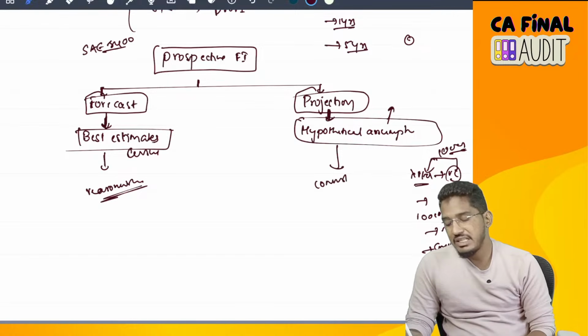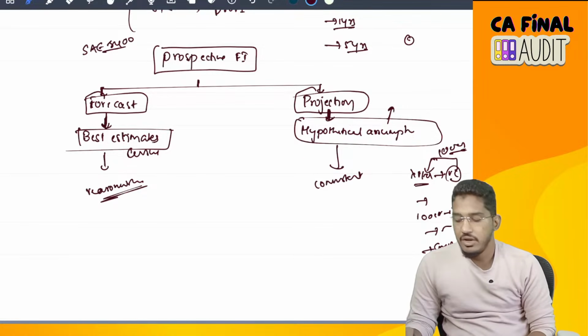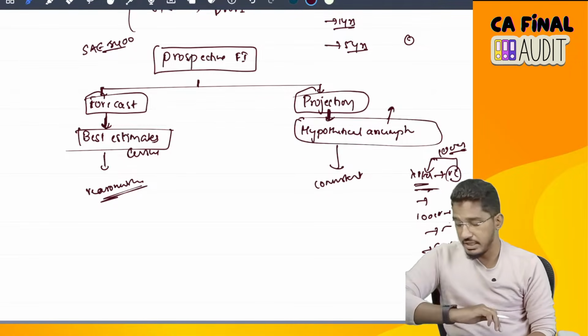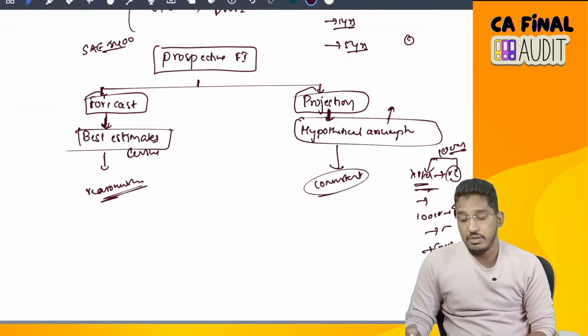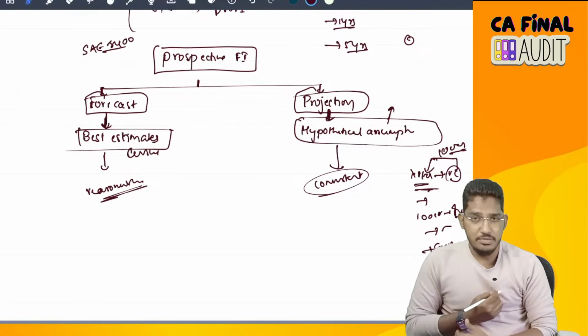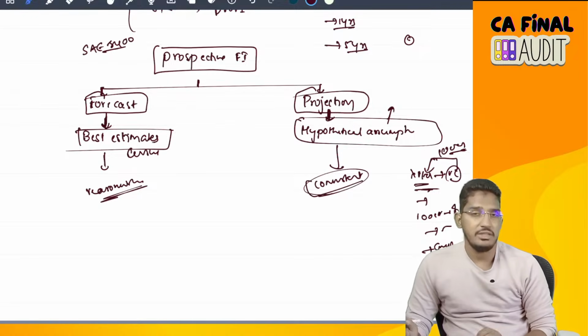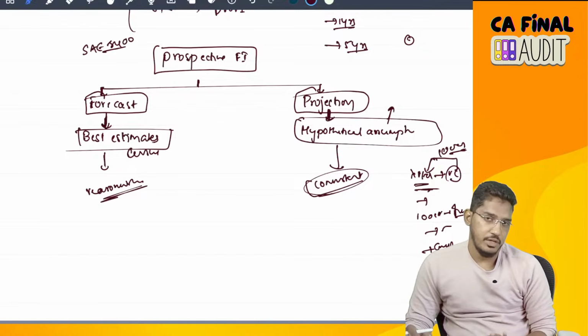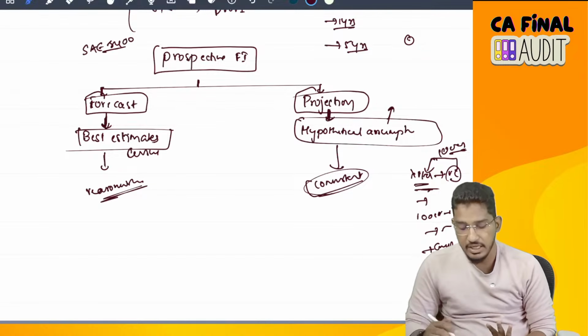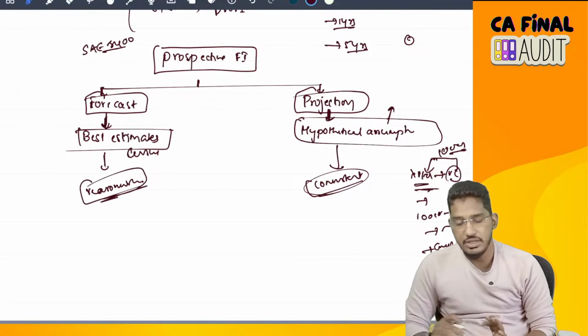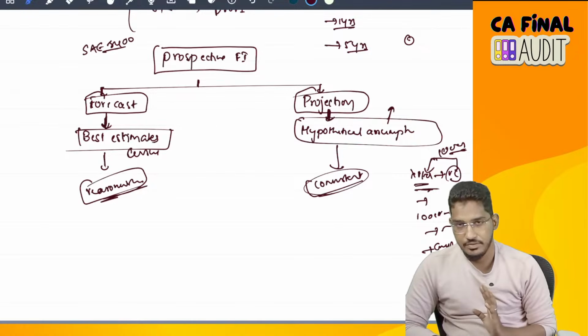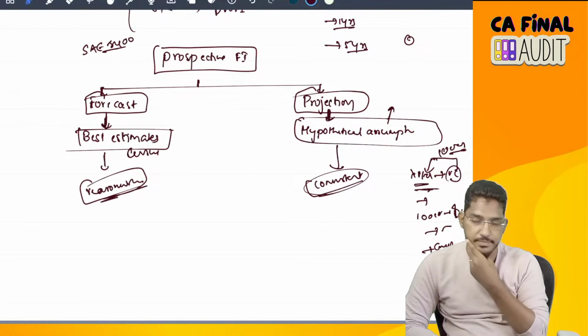We just need to check whether they are consistent with the purpose. For whatever purpose they are preparing the projection, for whatever purpose they are using the hypothetical assumptions, are the assumptions, whatever they are made, consistent with the purpose or not? We need to check. Are they consistent or not? That only we will check. Whereas when it comes to best estimate assumptions, we check the reasonableness. Clear, everyone? That is our objective.